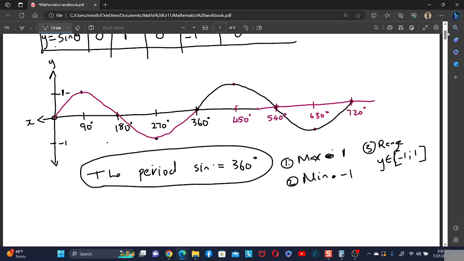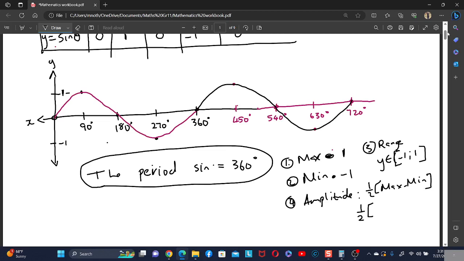Now, and then we are going to look for the amplitude. Number 4, amplitude. So to get the amplitude, we say 1/2 of the maximum minus the minimum value. Okay, so it is 1/2.